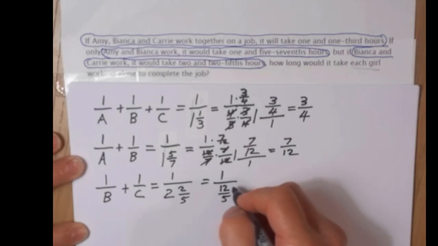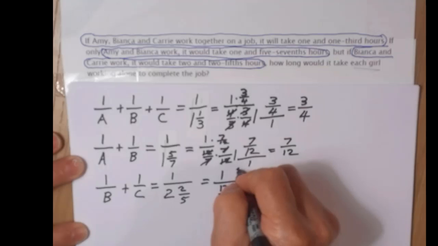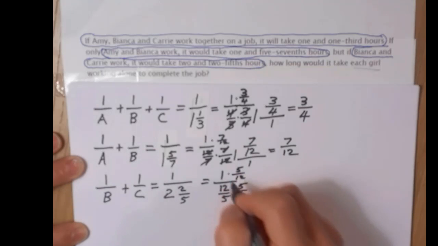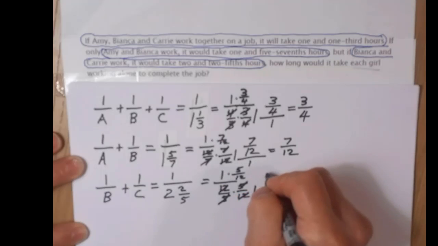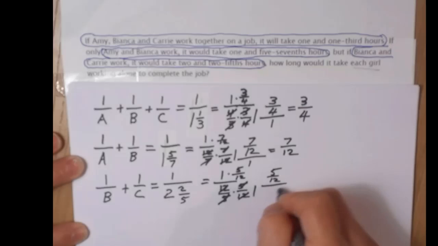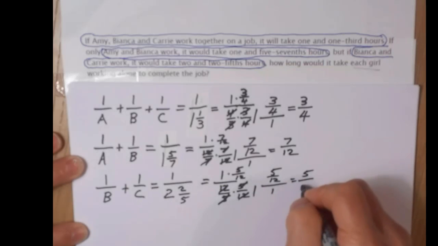Then we multiply both sides by the denominator and the numerator by the reciprocal. The purpose is to get rid of that there. So, and then cancel, cancel, cancel, cancel. You're left with a 1. 1 times 5/12 is 5/12 over 1, which is equal to 5/12.